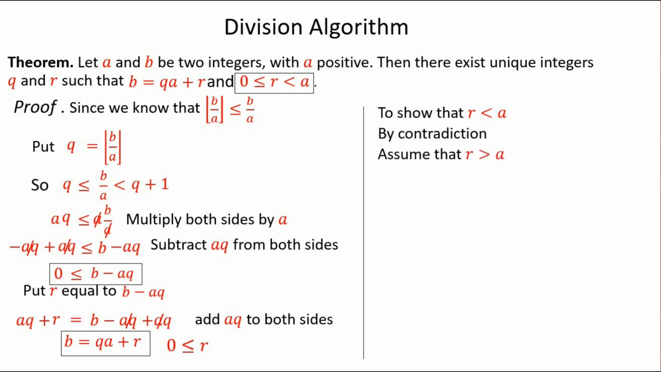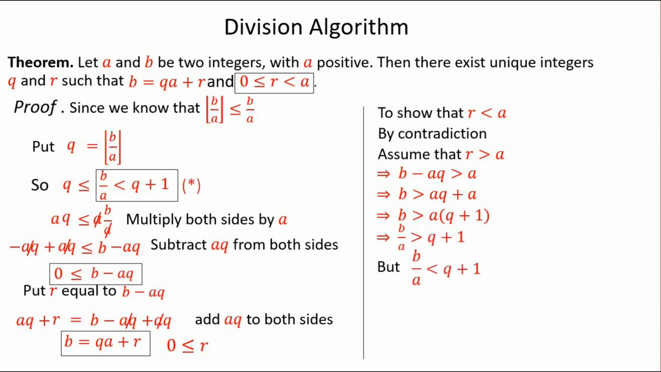Assume that r greater than a and r equal to b minus aq, so this implies that b minus aq greater than a. By adding aq to both sides of the equation, we get the equation that is b greater than aq plus a. Now by applying the distributive property of multiplication over addition, we get the equation that is b greater than a into q plus 1. Now divide both sides by a. We get the equation that is b over a greater than q plus 1.